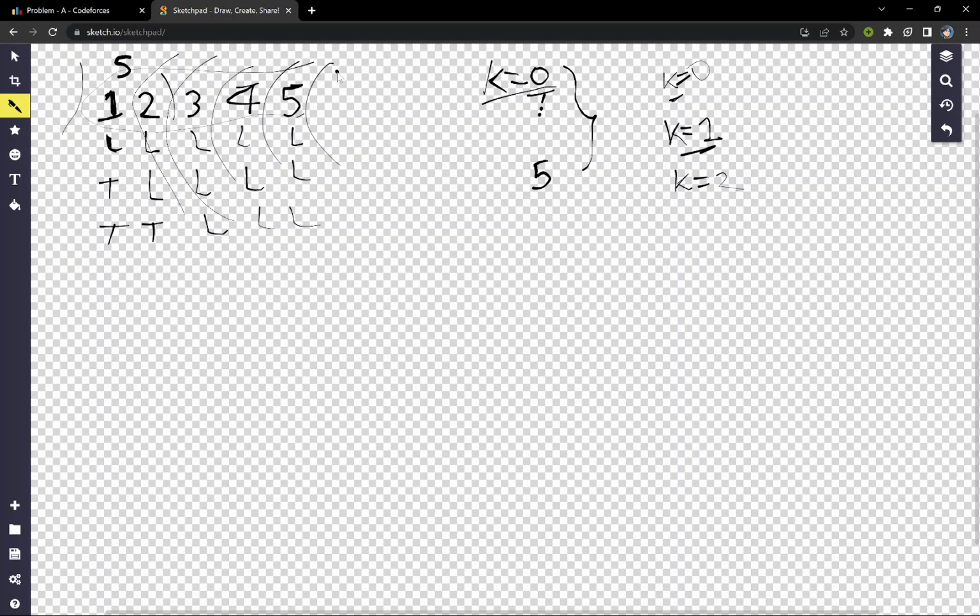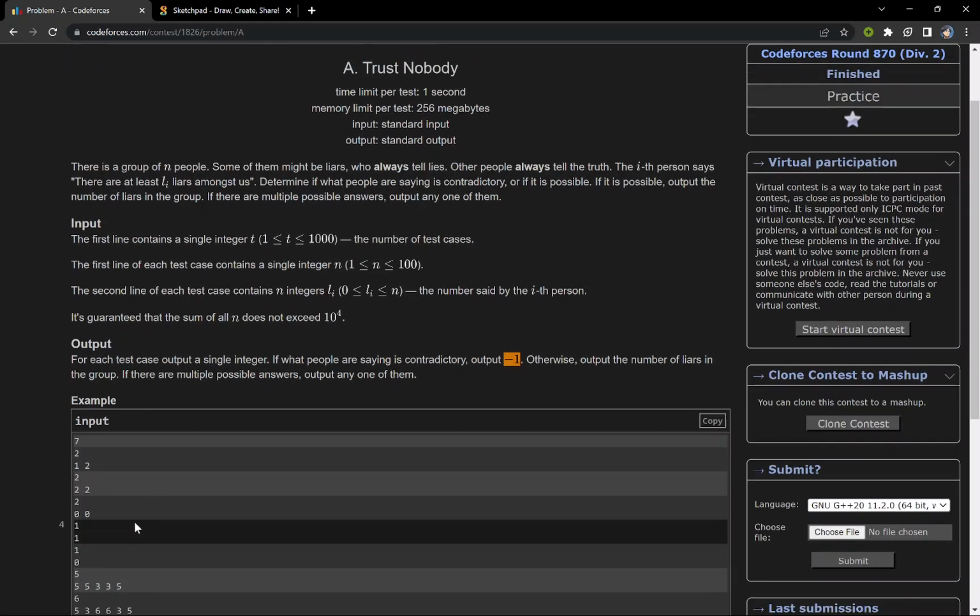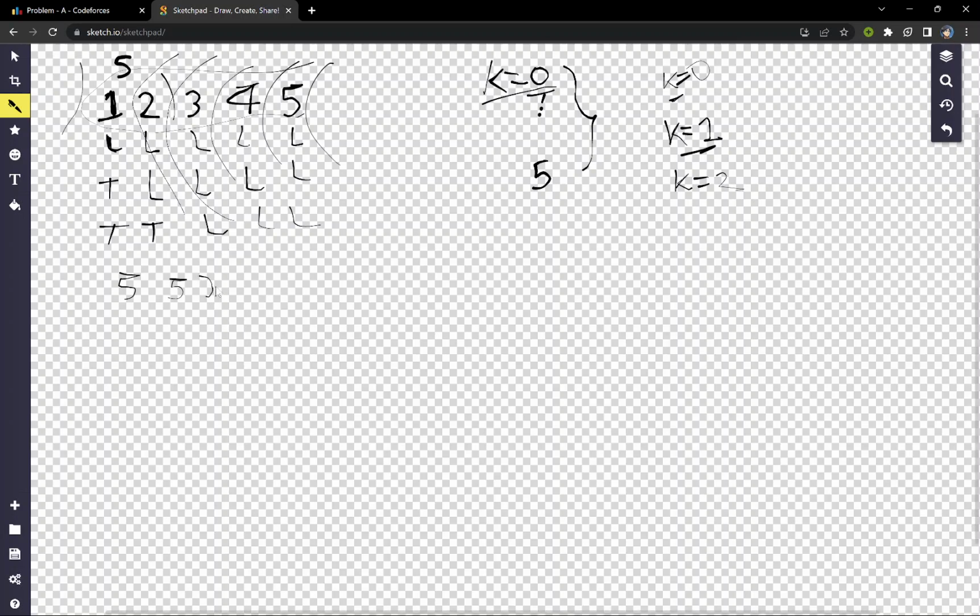What we can observe here is that for any particular array, such as the fourth test case, 5 5 3 3 5, we can sort the array, because we know the partition will be in the sorted array, as we have seen in this problem. In this array, either all tell lies, or the left side tells the truth and the right side tells a lie. All the persons on the left tell the truth, and all the persons on the right tell a lie. Similarly, the partition can be at any point. So this was the first observation.